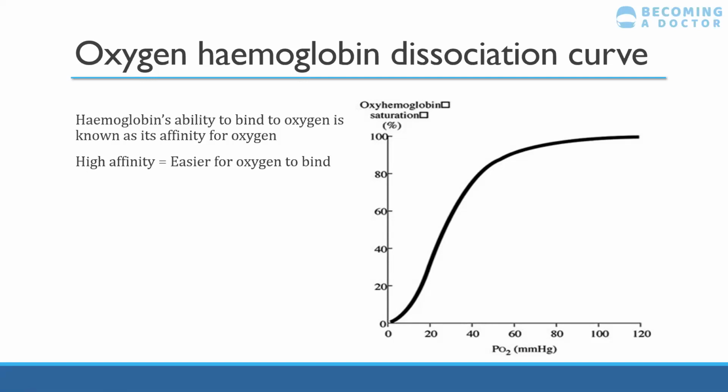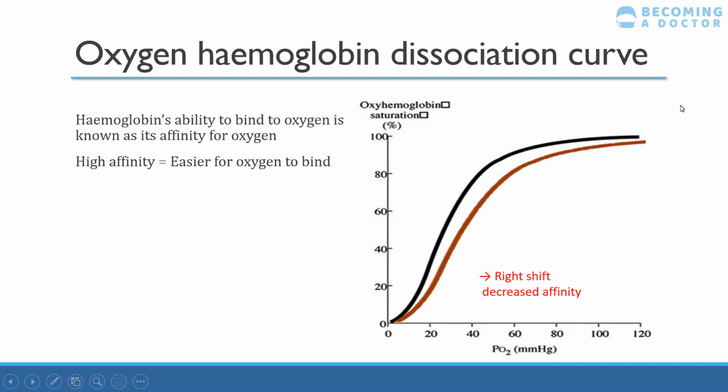So different factors can actually change hemoglobin's affinity for oxygen. If there is a decreased affinity for oxygen, you get a right shift in the curve, which would look like this little red line here. And that's if you have a decreased affinity for oxygen for hemoglobin.